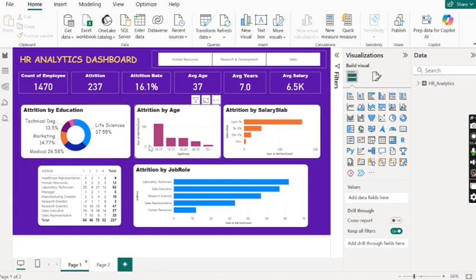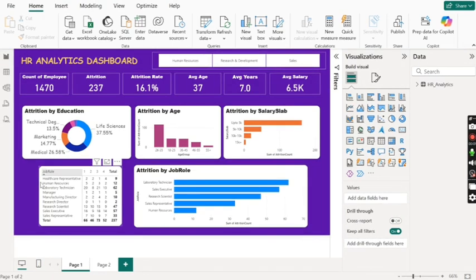Next is attrition by age. Here we have used a bar chart, which identifies which age bracket experiences the highest employee turnover. The group between 26 and 35 years old has the most departures, with a count of 160 people leaving from that range. The next visualization is a detailed table or matrix.